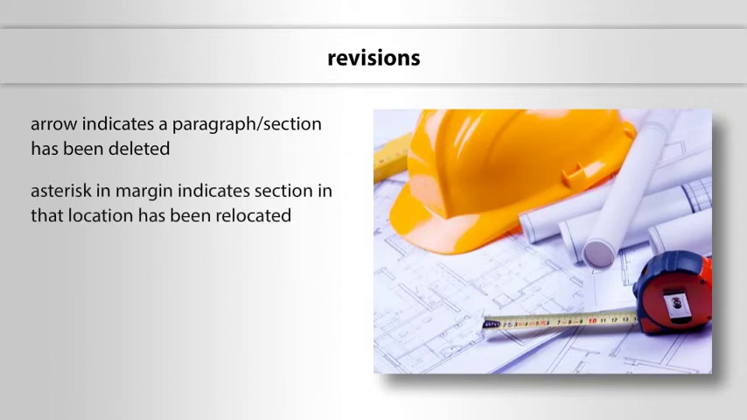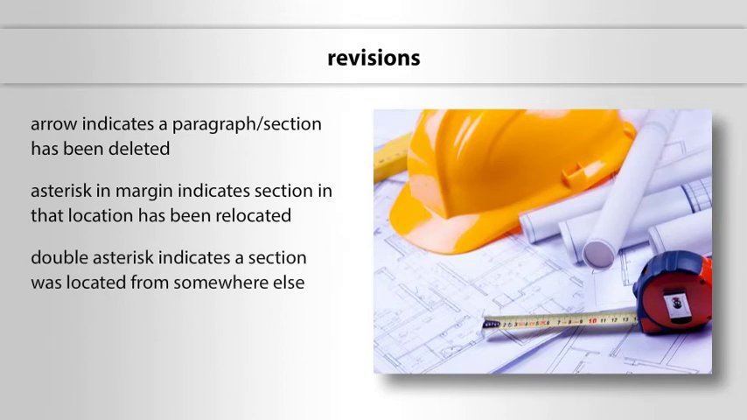A single asterisk in the margin indicates that the section that was in that location has been relocated somewhere else in the code. A double asterisk indicates that a section was relocated from somewhere else in the code.